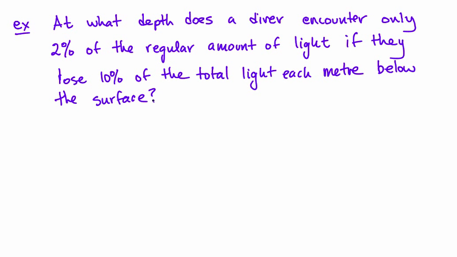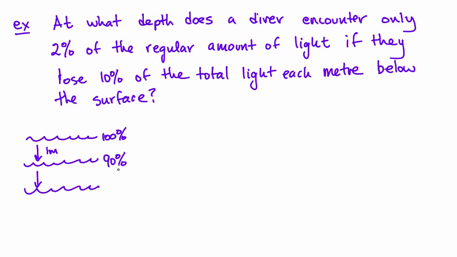And just to be clear, by total light, I mean if you've got a diver and they're at the surface, they have 100% of light, and then once they go down 1 meter, then they're at 90% of light. But when they go down another meter, they lose 10% of 90. So they don't go down to 80, they're at 81% of light. And then when they go down another meter, they lose 10% of 81, and so they lose 8.1, and they're at 72.9% of light.